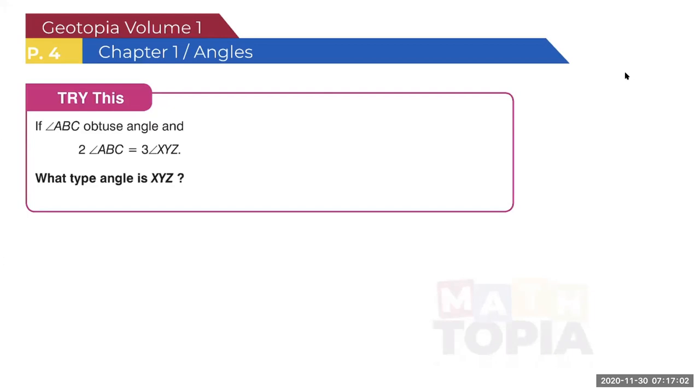We are solving chapter 1 side problems. This is page 4. All the chapter 1 problems are about angles. In triangle ABC, angle ABC is obtuse, and 2 times ABC equals 3 times XYZ. What type of angle is XYZ? To start, we need to know the definition of an obtuse angle.